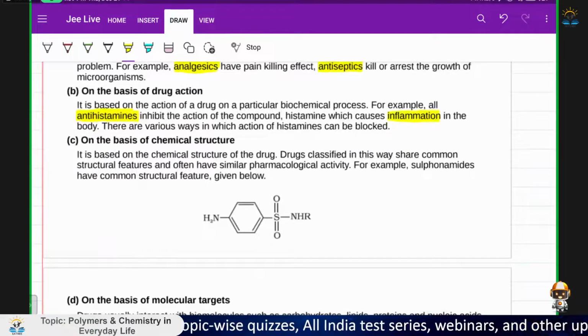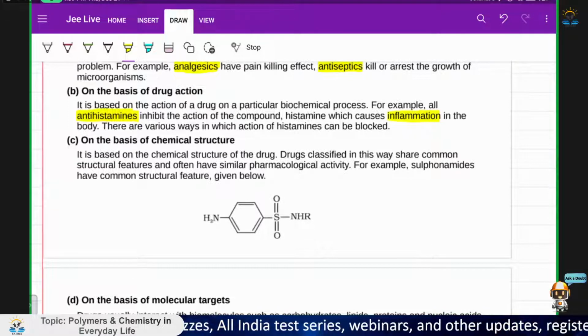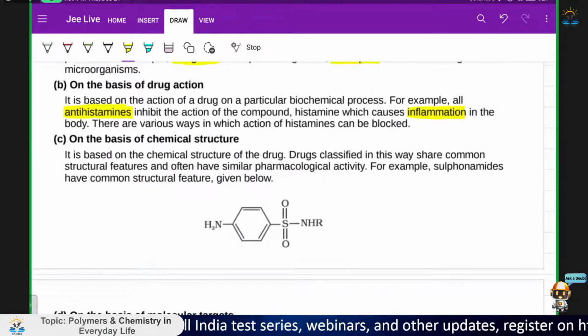On the basis of chemical structure, we can also classify drugs. Here we have an example: sulfonamides. They have this group here.